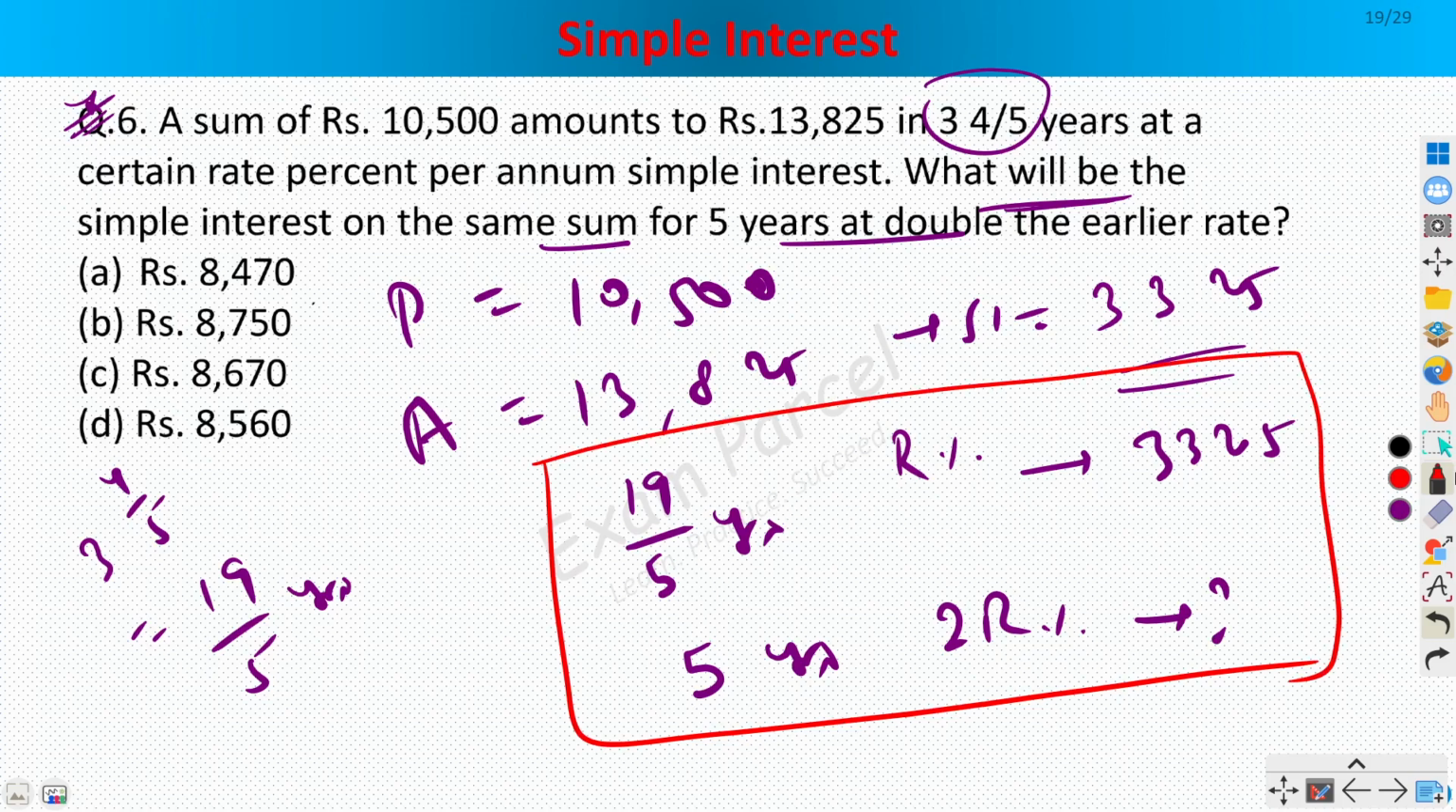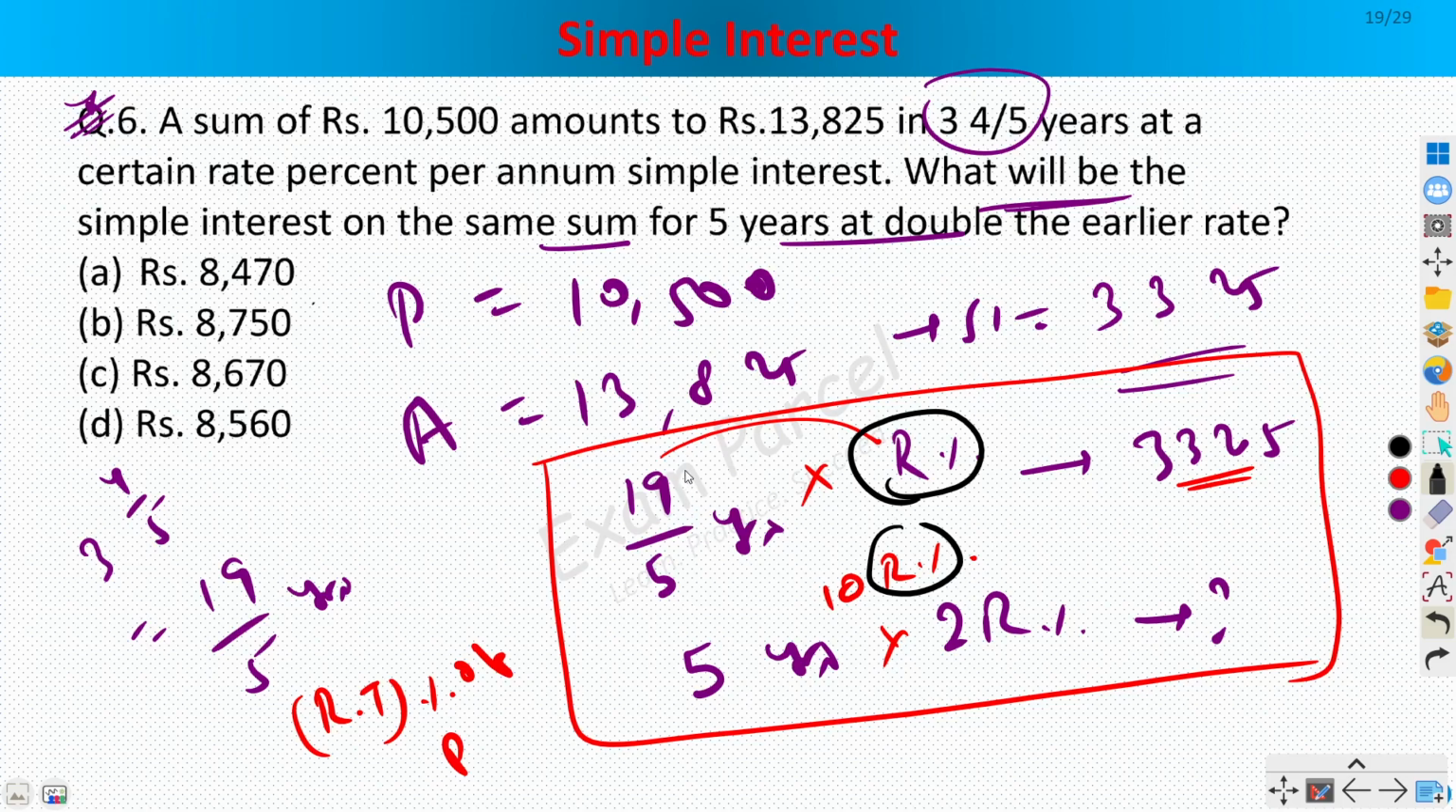Now it is better to use common sense here. What we will do is, if we know that R into T% of P is the interest, right? So if I multiply these two, then I will get 19 by 5 R% is 3325, and this would be 10 R%, right? So R% is same in both. Now our focus is only on 19 by 5 and 10. The only difference is this. So we can apply unitary method here. Value of 19 by 5 is 3325. So what will be the value of 10?